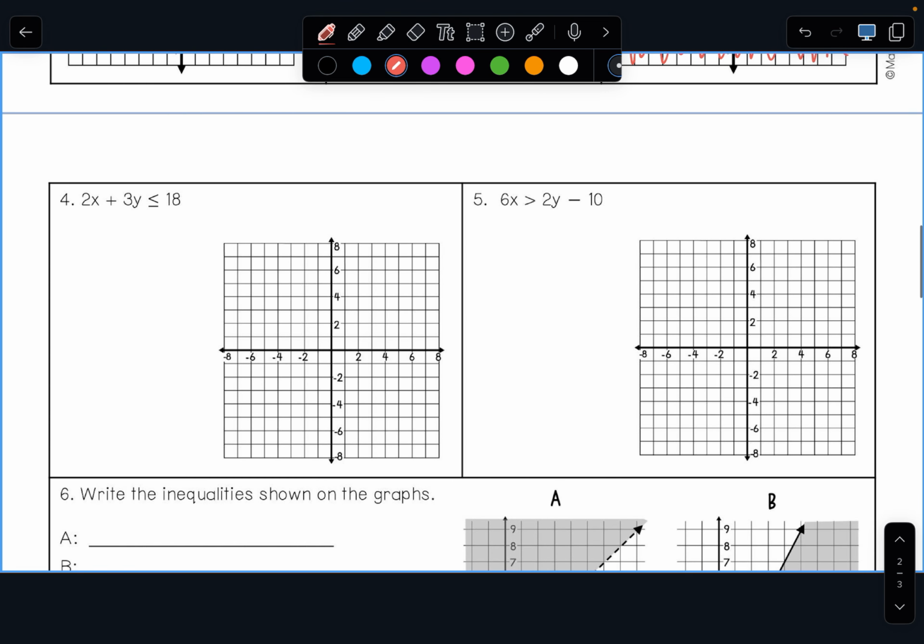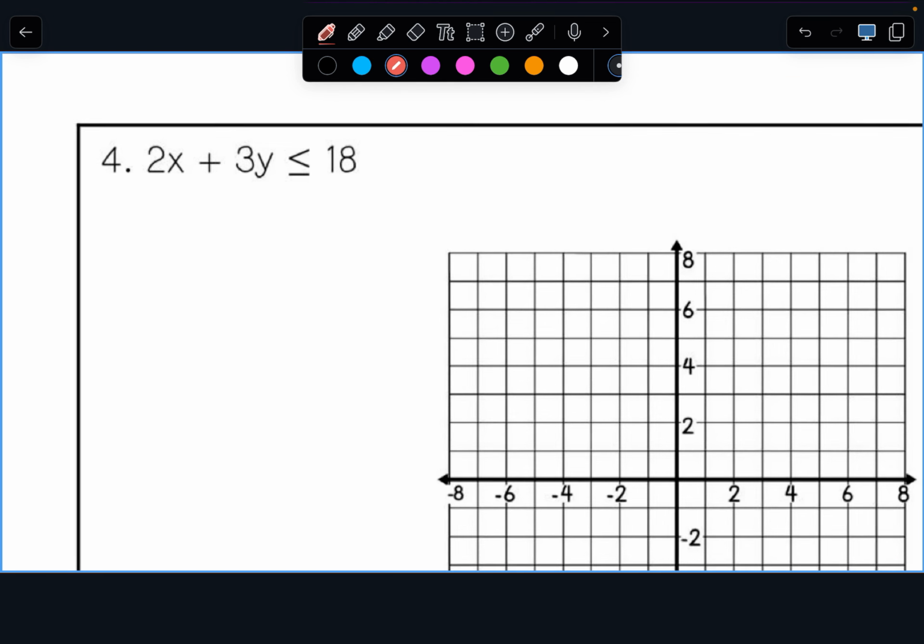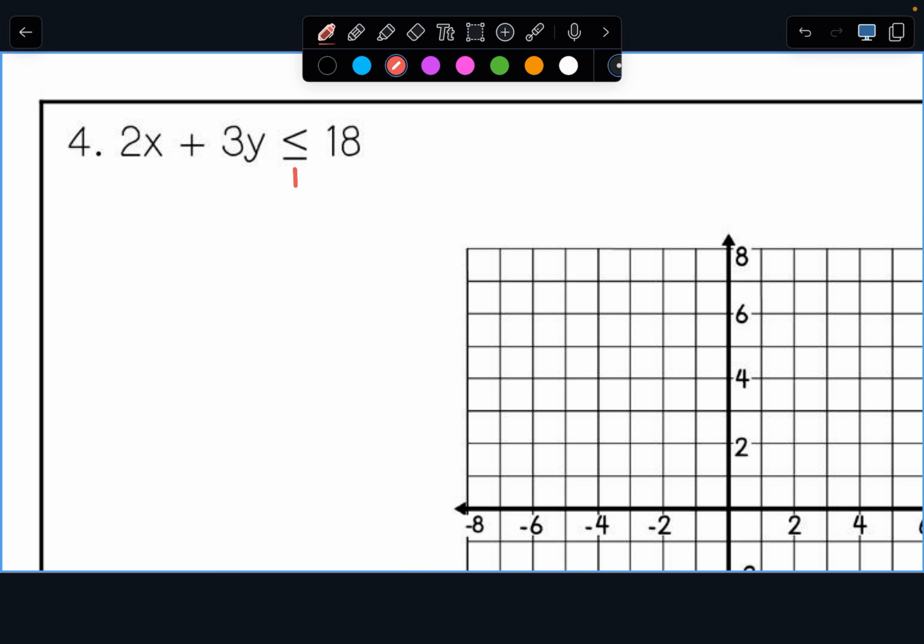Number 4. Now, look at the inequality. Is the y by itself? No, the y is not by itself. It's not isolated, so we must solve. This one will require some solving. To solve for y, what do we do first? Move the x. Uh-huh.